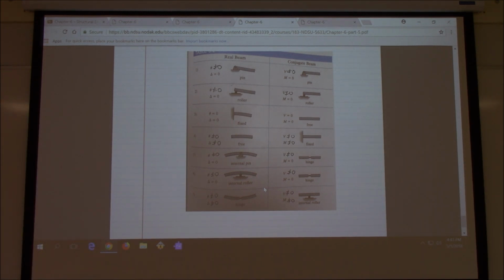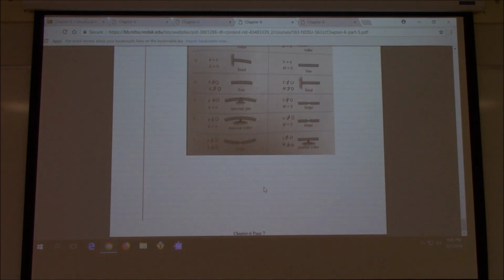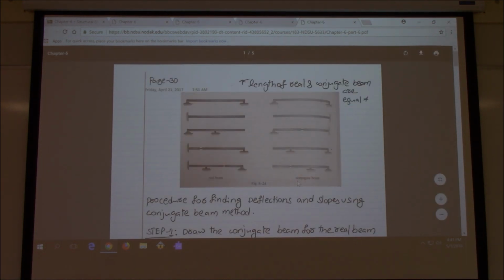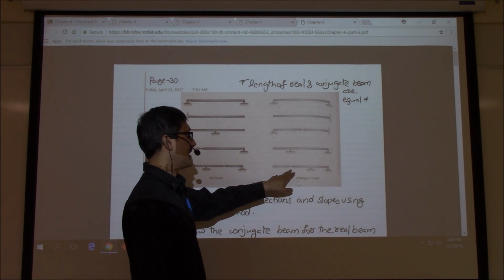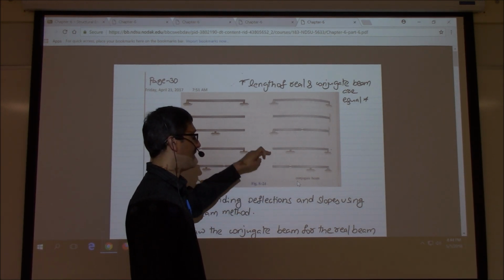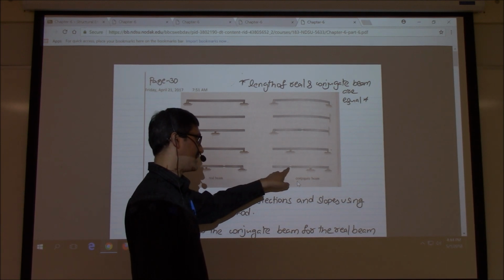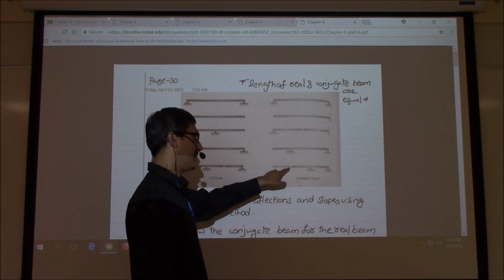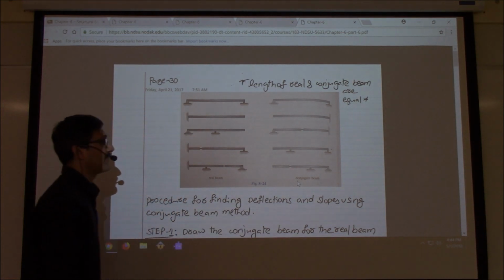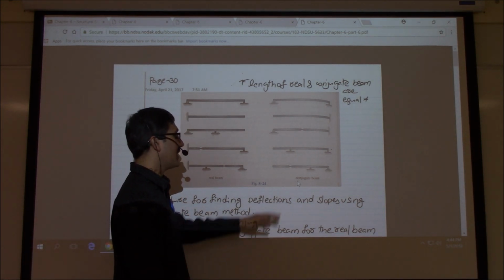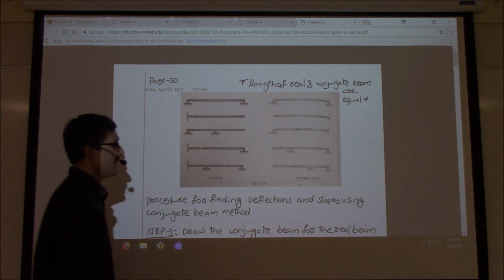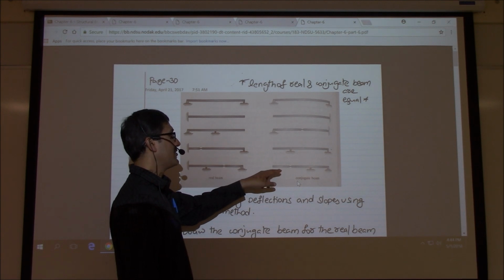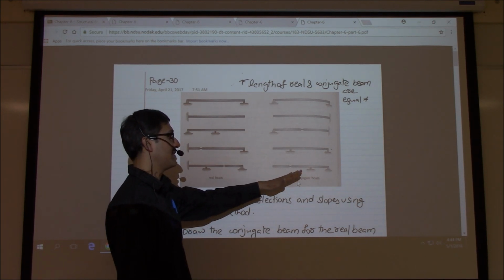The other important thing that you need to remember is, after you translate the real beam into the conjugate beam, it may sometimes be unstable. That's totally fine. So in this particular example, we have an internal hinge here. If you apply a load here, this segment would just simply fly off, would just simply rotate rigidly, making it unstable. That is totally fine. You can have this kind of thing in your conjugate beam. Don't worry about it. You just have to evaluate the shear force and bending moment, assuming that this is stable.